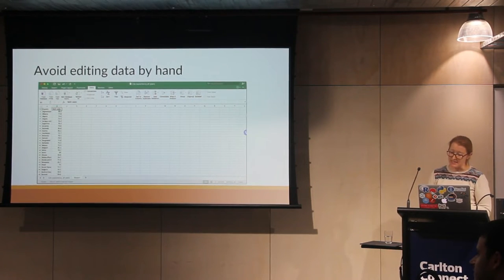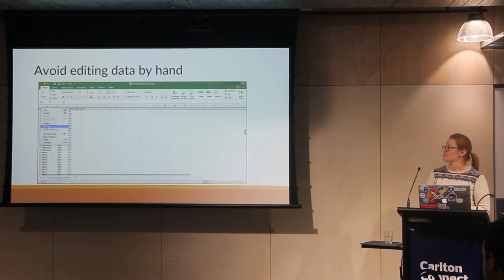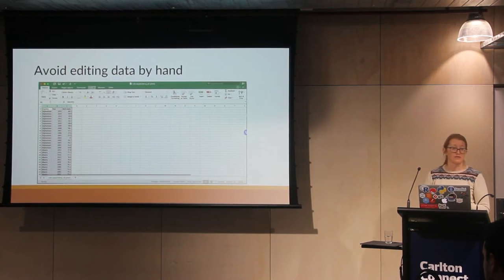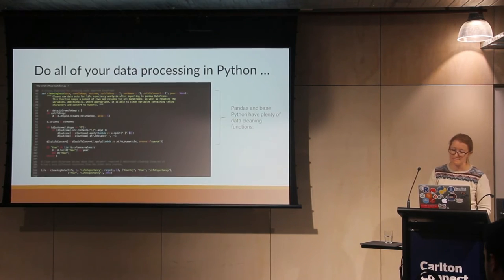So you can see in this image, there's quite a few steps I've needed to take to reduce the life expectancy predictor data set down into its final form, including keeping only a subset of rows, keeping only a subset of columns, and renaming things by hand. So again, the solution is to script any data manipulations that you do.